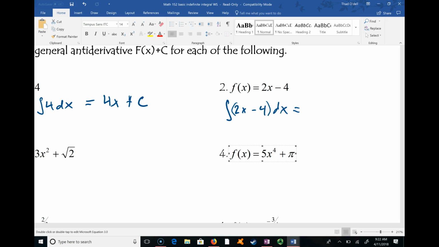So let's do the antiderivative. What's the antiderivative of 2x? That must have come from x squared. How about the antiderivative of negative 4? It had to come from negative 4x. Let's take the derivative and make sure it works. What's the derivative of x squared? 2x. What's the derivative of negative 4x? Negative 4. So then we just need to put a little plus c there.